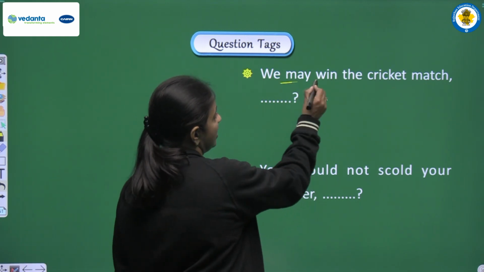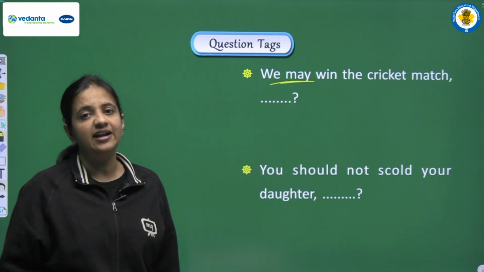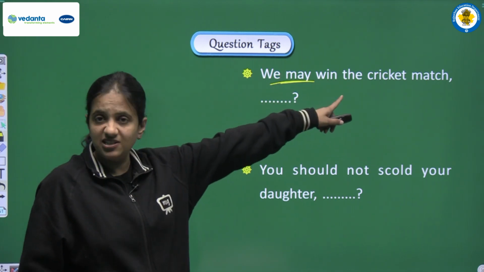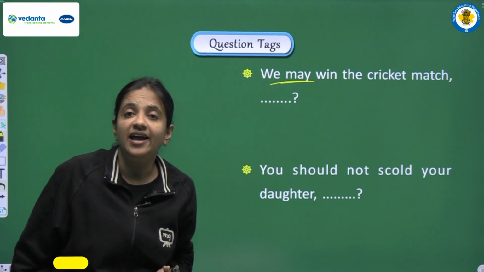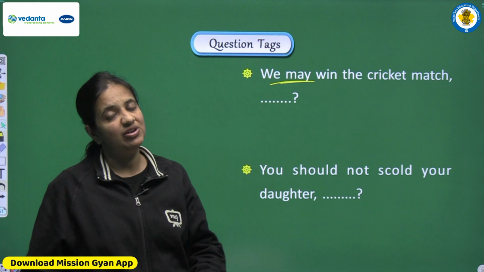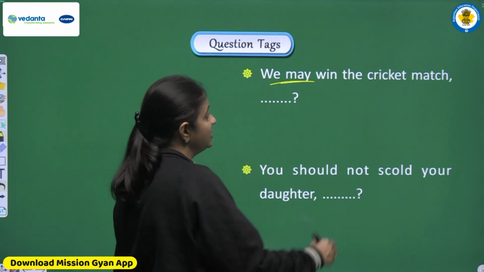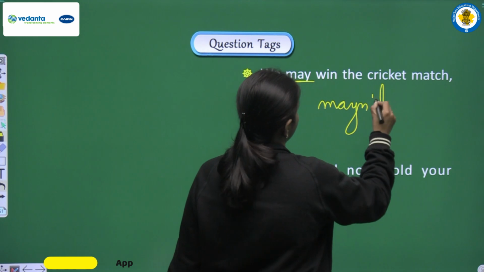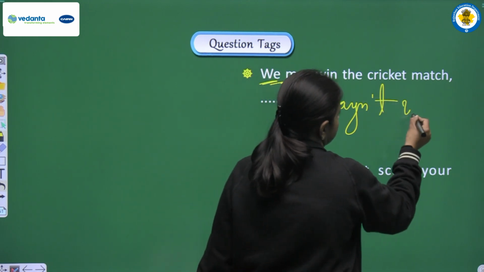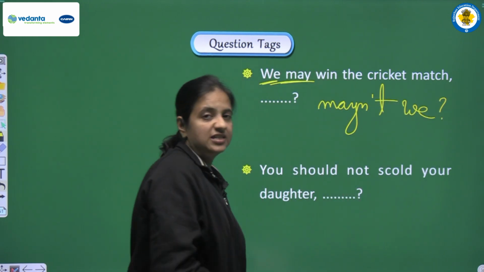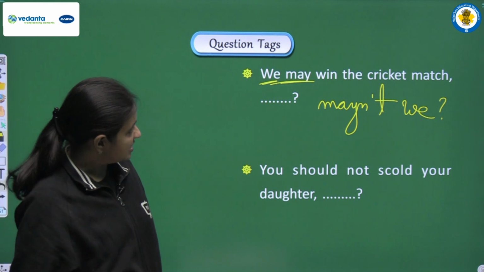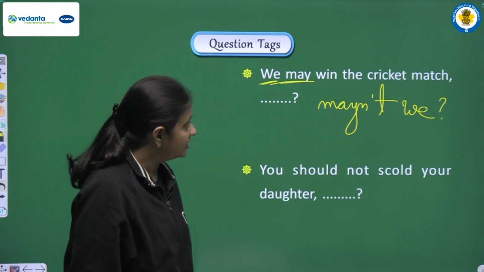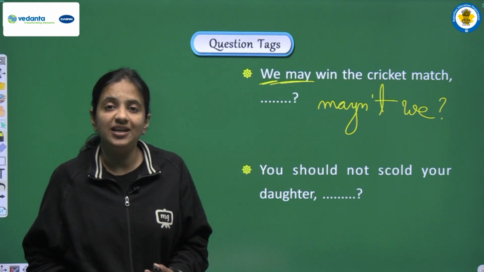Next is "We may win the cricket match." In this sentence we are having one modal auxiliary, that is "may". We are having a positive statement, so the question tag will be negative. It will be may plus not, that is mayn't. And for the pronoun, we will use the same pronoun. So now the complete sentence will be "We may win the cricket match, mayn't we?"